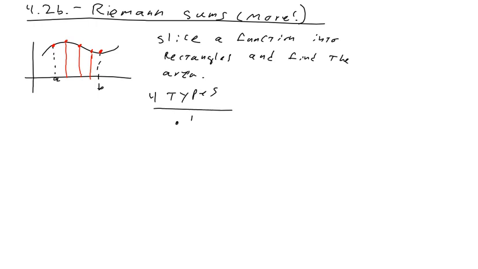We've covered the left side, called left end, left side, where we use the left side of the height, right? We've called the right edge, right side Riemann sum, where we use the right side of the edge to do the rectangle.